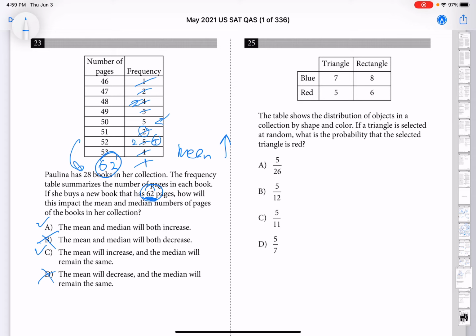It looks like it's comfortably at 50, because even if you try to get rid of one of the numbers, the median should still be 50. The median doesn't necessarily change because there are 5 numbers in that median range, and it doesn't look like it's going to be any of the numbers before or after. So the median should stay the same, but the mean will increase. So for number 23, the answer is C.